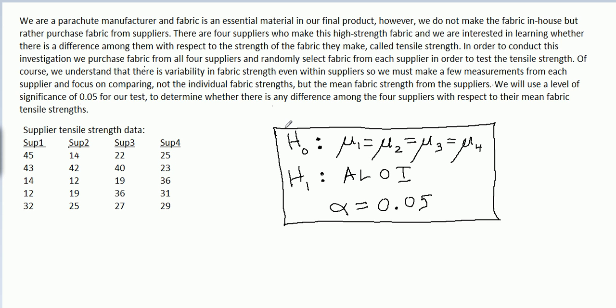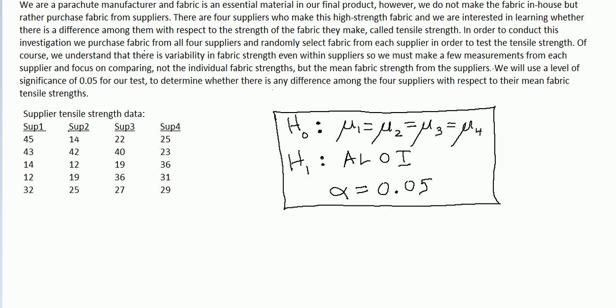Hi guys, welcome back to part 2 of this One Way ANOVA, or One Factor ANOVA, example that we're doing with the parachute suppliers. So let me scroll down. In the first video we discussed the problem, what the problem was asking, the setup, the data, and we formulated a hypothesis statement as our first step, right? So this was step 1.